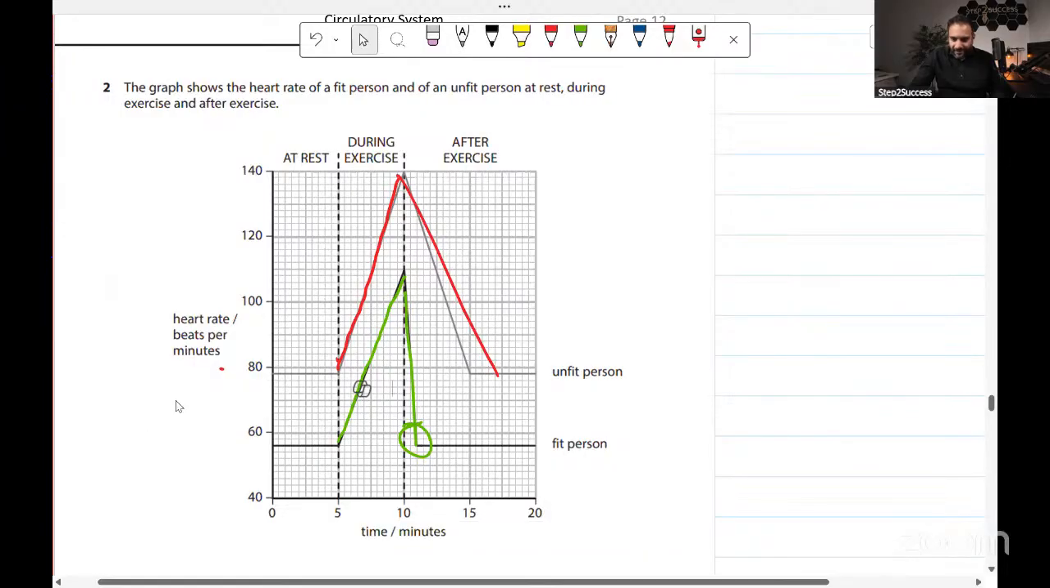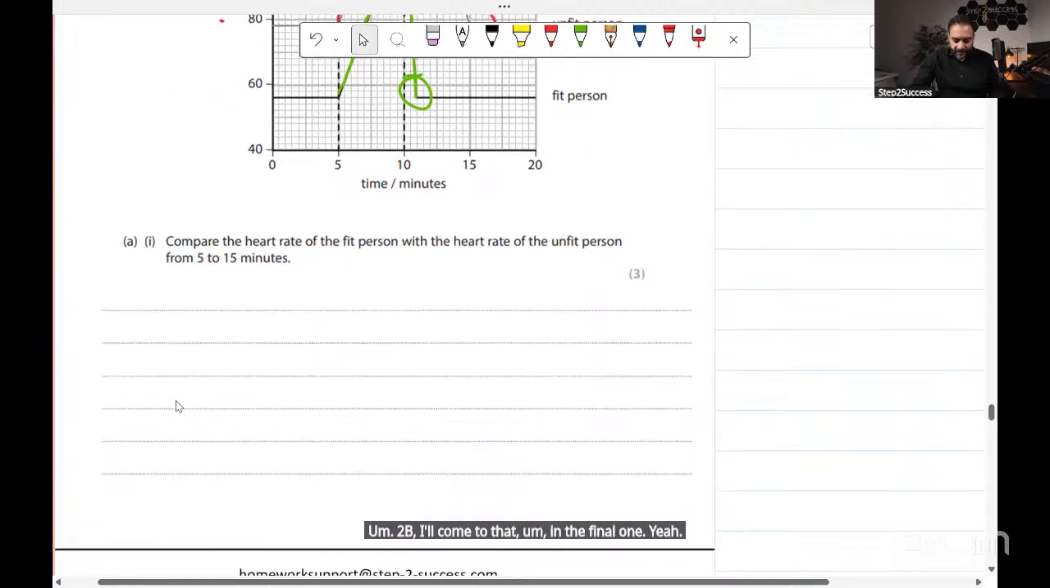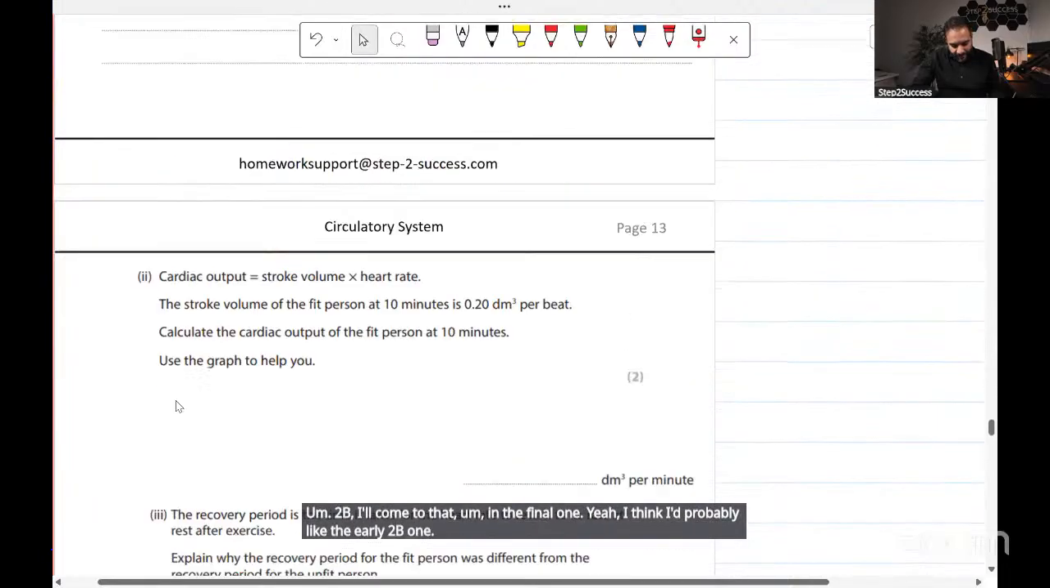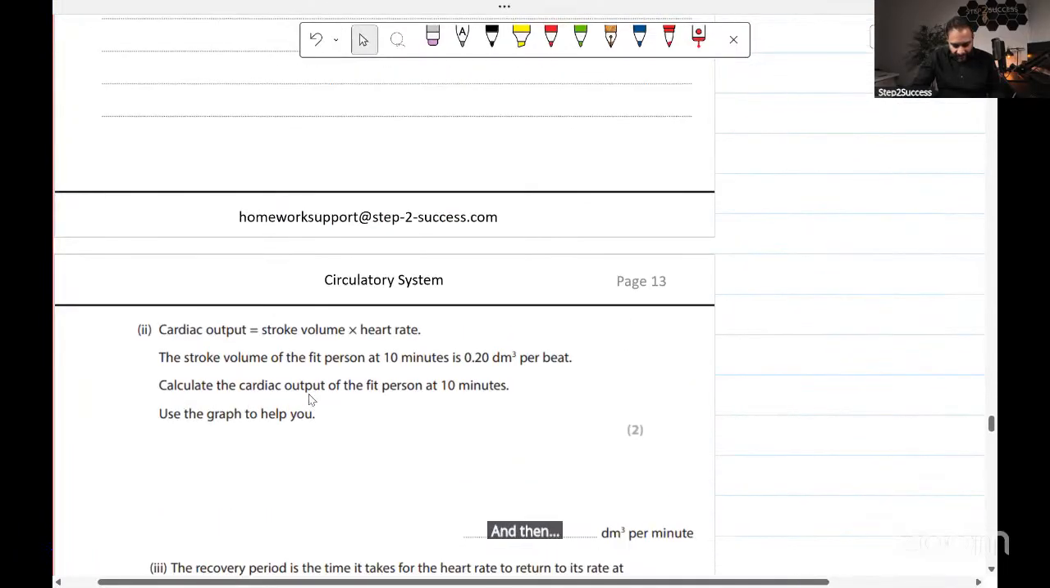2B, I'll come to that in the 10 one. Yeah, I presume that's the early 2B one. And then calculate cardiac output at 10 minutes.